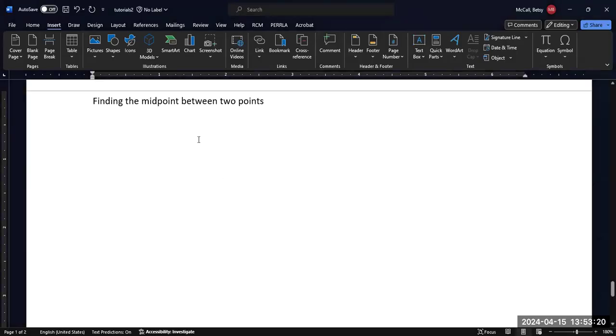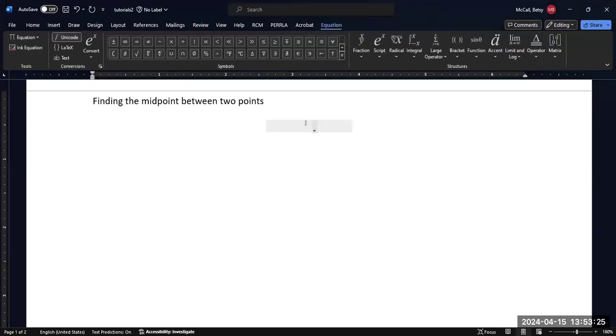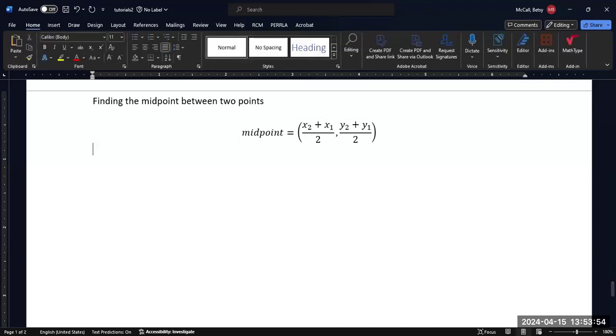All right, so in this video, we're going to walk through the process of finding the midpoint between 2 points. And essentially, the formula is to find the average of your two values, and then put them in each coordinate. So let's look at some examples.